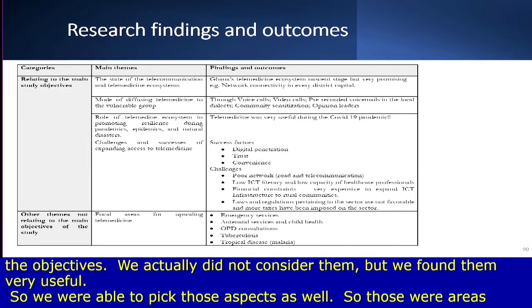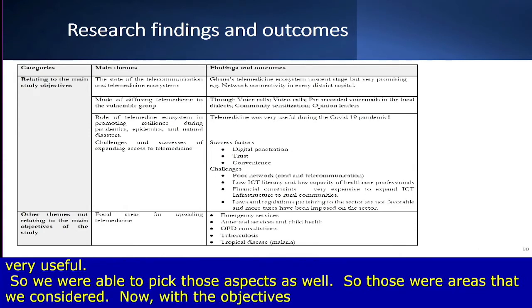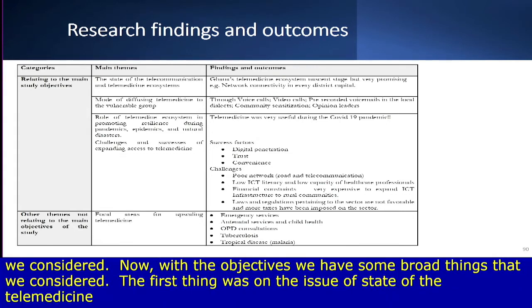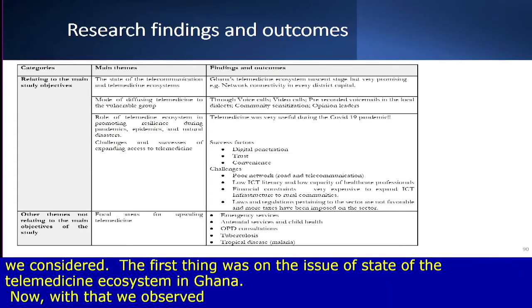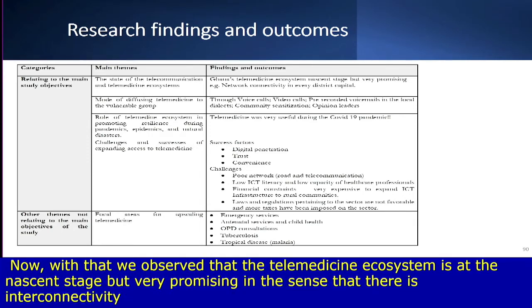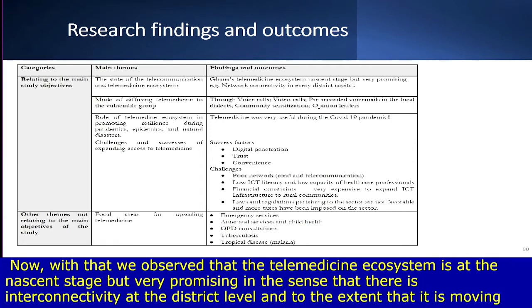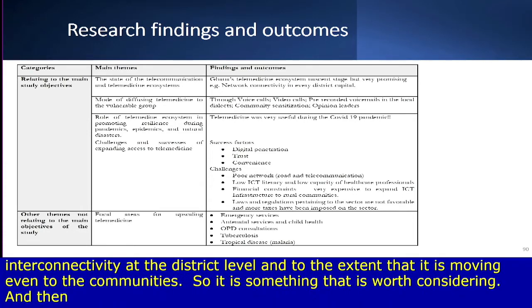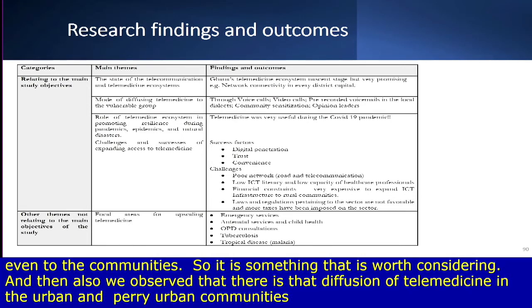Now, with the objectives, we had some broad themes that we considered. The first theme was on the state of the telemedicine ecosystem in Ghana. With that, we observed that the telemedicine ecosystem is at the nascent stage, but very promising, in the sense that there is interconnectivity at the district level, and it is moving even to the urban communities. So it was something worth considering. We also observed that there is diffusion of telemedicine in the urban and peri-urban communities. There is more room for improvement when it comes to rural communities.